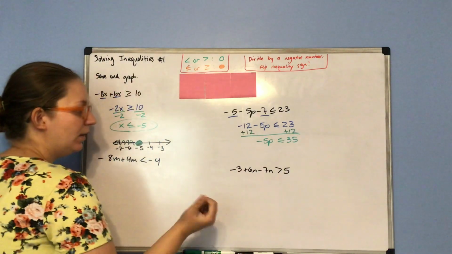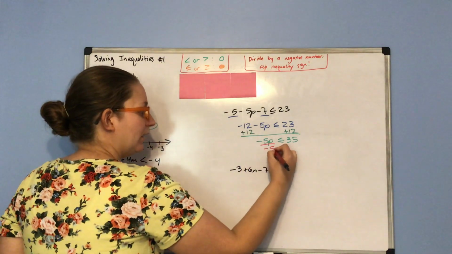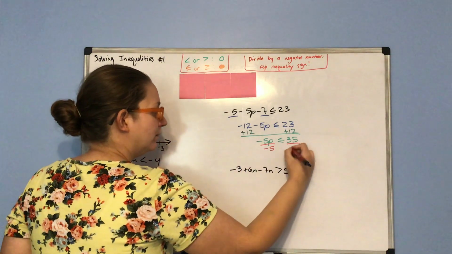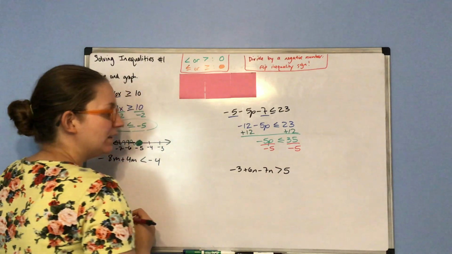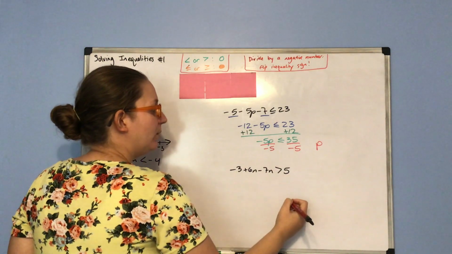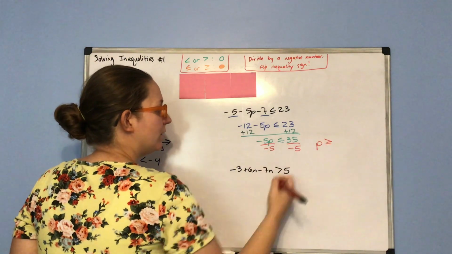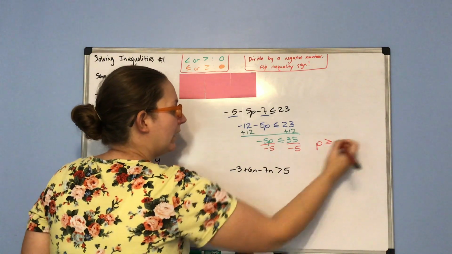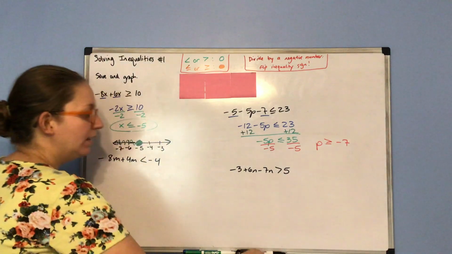And then to finish this off, I need to divide by the number that's in front of p. The number that's in front of p is a negative number, so I need to flip my inequality sign around. So I end up with p. This turns around and becomes greater than or equal to negative 7. Let's make our number line.